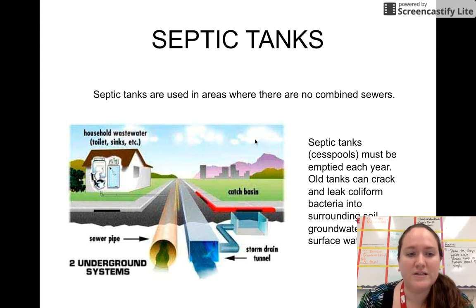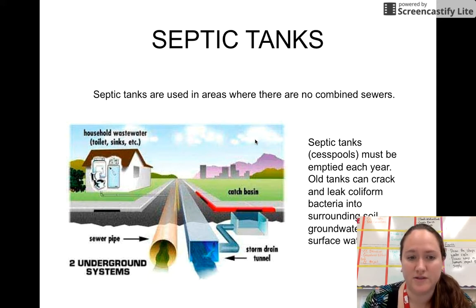So basically, it is a container under the ground at your home where every time you flush or you do anything with the water, it sends this water down into that container. And the water sits there, all the solids settle to the bottom. It's got bacteria in it so that it can actually break down the waste in there so that it's not toxic.